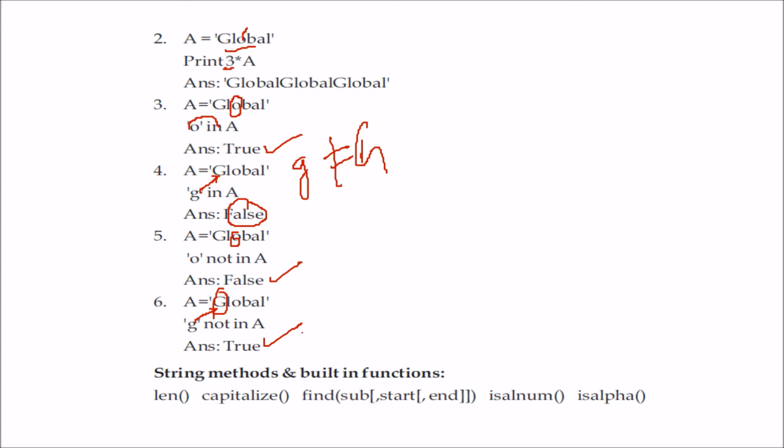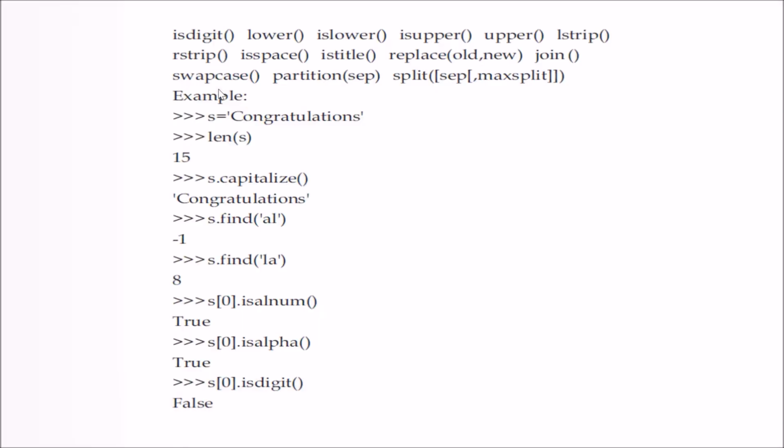So there are certain other methods and built-in functions which deal with strings, which are length, capitalize, find, isalnum, isalpha, like this. There are other functions also, as you are witnessing here. So let us take some of them. S is equal to congratulations. See this word carefully, because all these functions will be applied on this only. In this word, C is capital and others are small case.